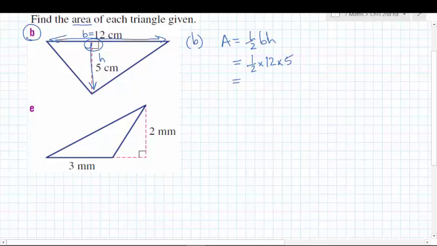I can then think of this as a half of 12 is 6. So 6 times 5, and 6 times 5 is 30. And my units are centimetres times centimetres. So my units here will be centimetres squared, when I'm dealing with area.